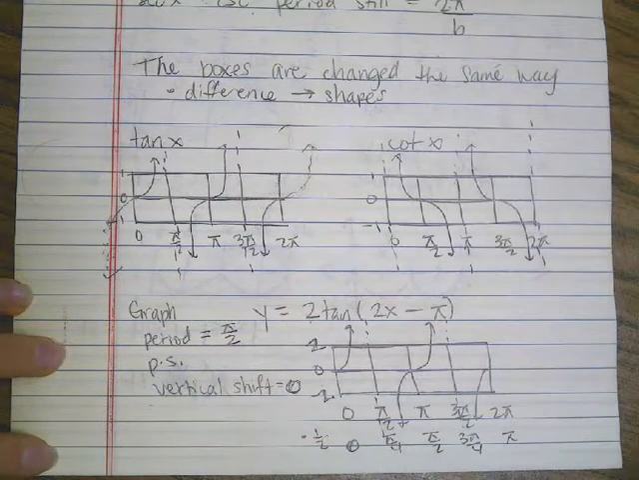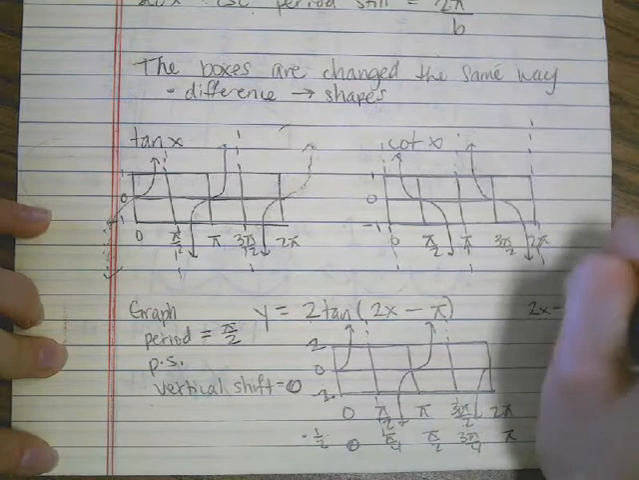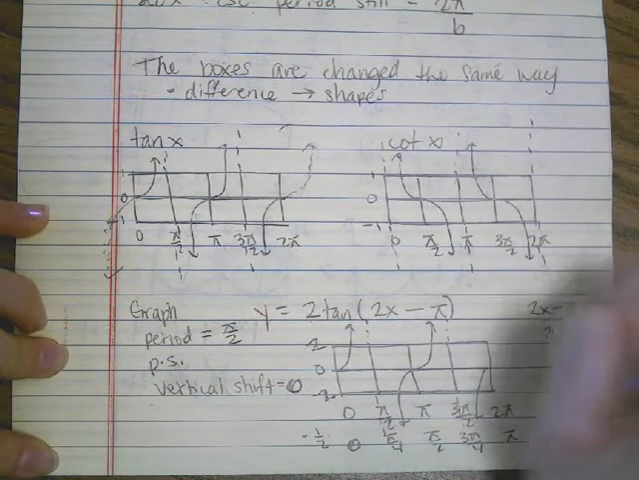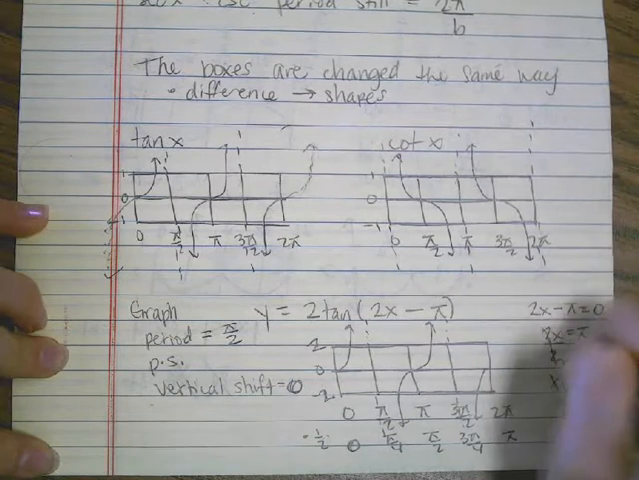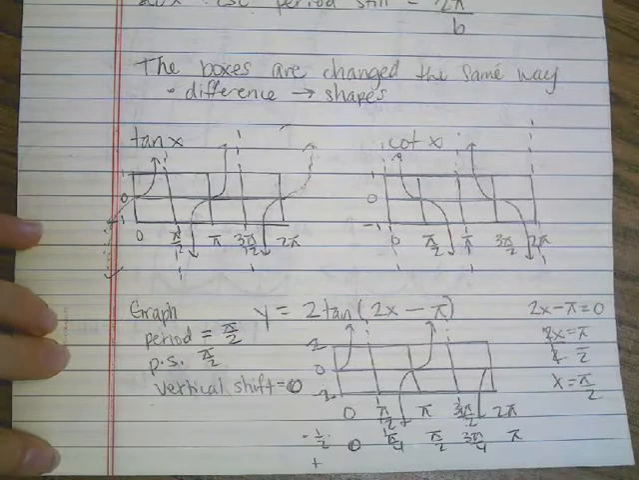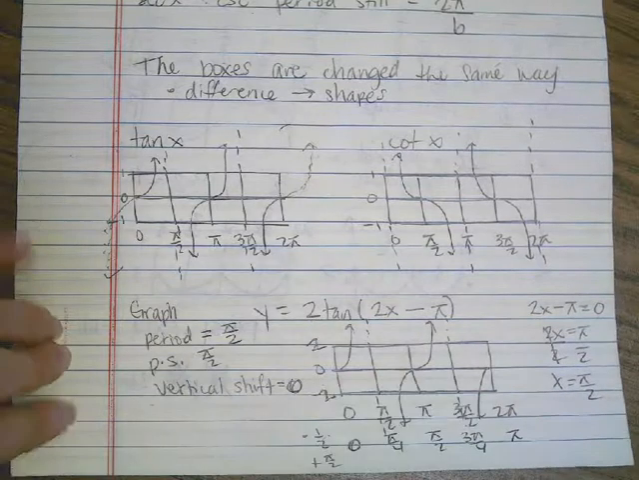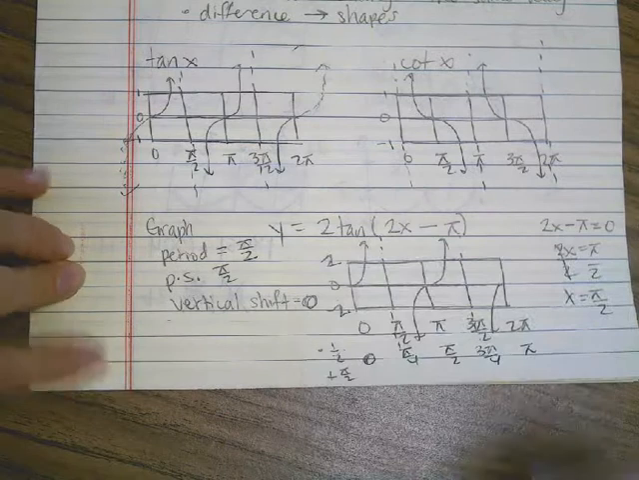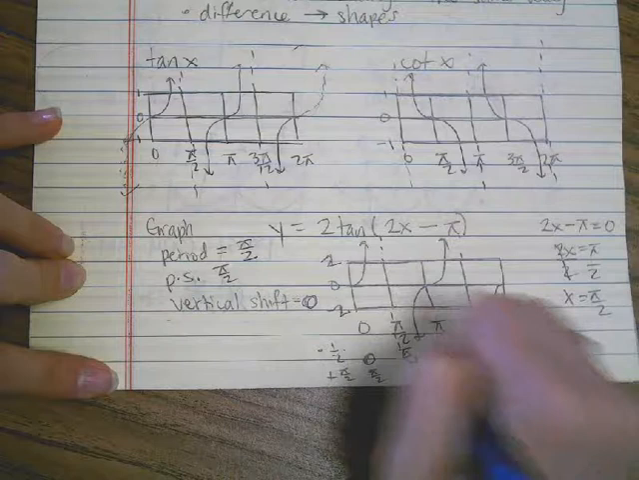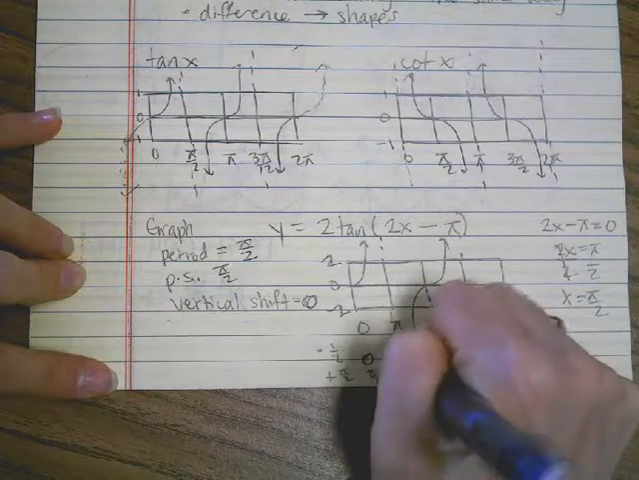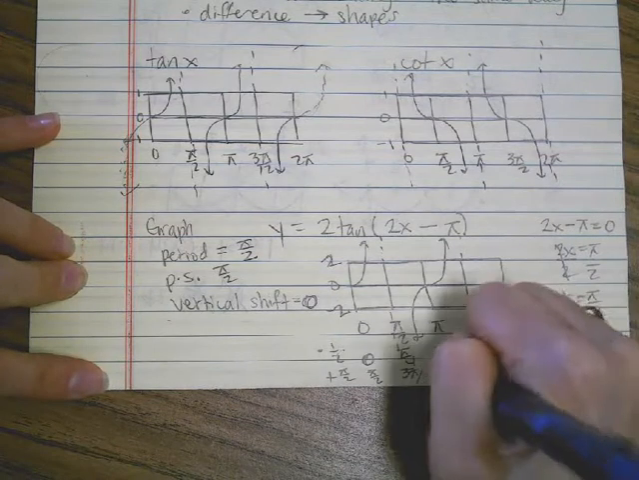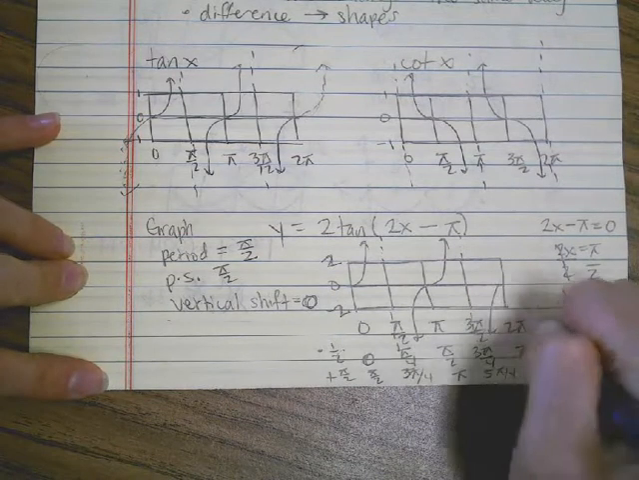If you find the phase shift, you do the exact same thing. Set the parentheses equal to 0 and solve. So 2x equals pi, divide by 2, divide by 2, x equals pi over 2, and you add that, so pi over 2, you add that to the bottom. How would you graph it? I'll show you in a minute. Alright, thank you. So pi over 2, then the next thing is going to be 3 pi over 4, and the next thing is going to be pi, 5 pi over 4, 2 pi.